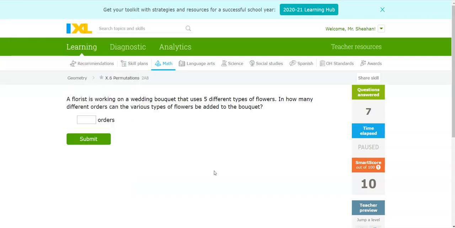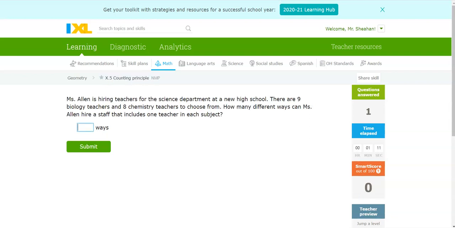Okay, guys. So I wanted to go over permutations that we did this week. That has to do with probability and the ways that you can arrange certain items. But before we go into that, I want to review counting principles.